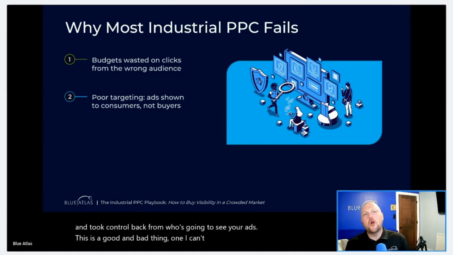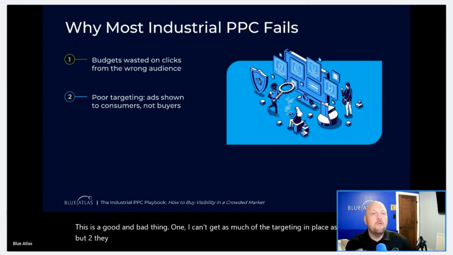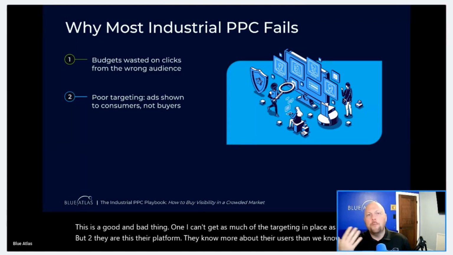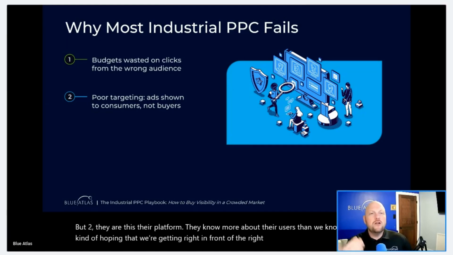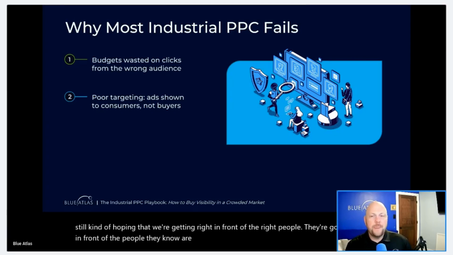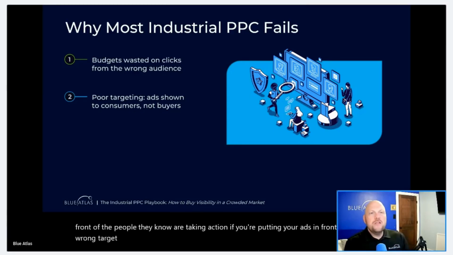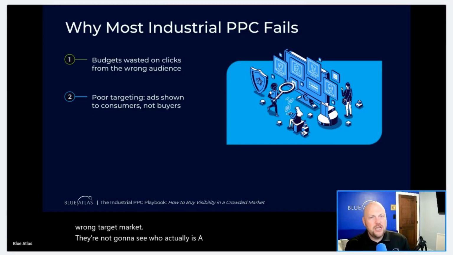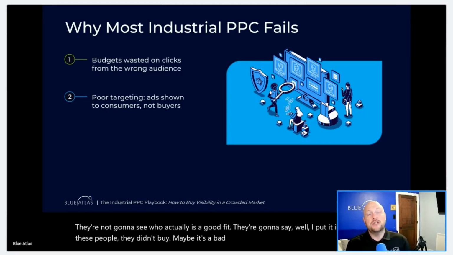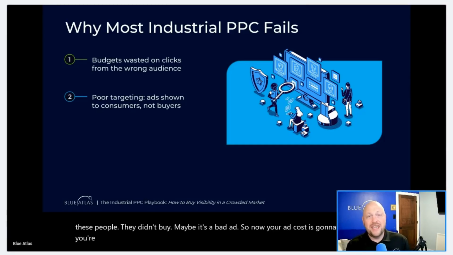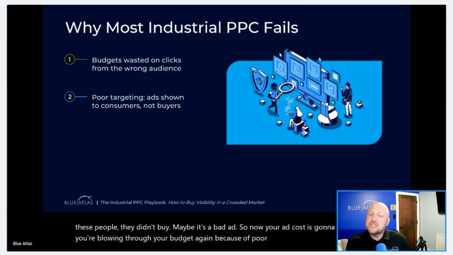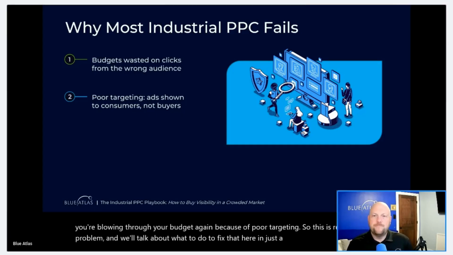One, I can't get as much of the targeting in place as I used to. But two, that's their platform. They know more about their users than we know. We're still kind of hoping that we're getting it right in front of the right people. They're going to put it in front of the people they know are taking action. If you're putting your ads in front of the wrong target market, they're not going to see who actually is a good fit. They're going to say, well, I put it in front of these people. They didn't buy. Maybe it's a bad ad. So now your ad cost is going to go up. Then you're blowing through your budget again because of poor targeting. And so this is really a big problem. And we'll talk about what to do to fix that here in just a second.